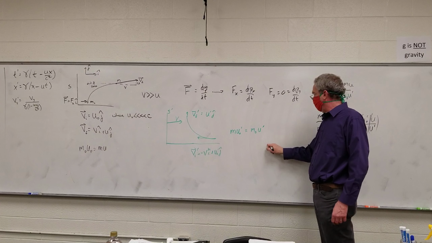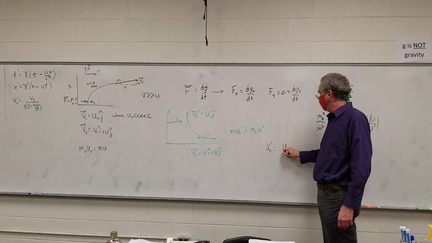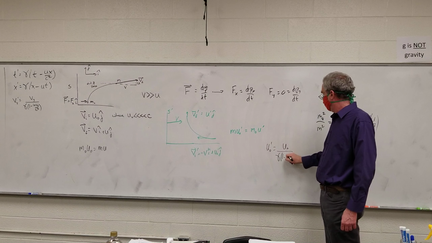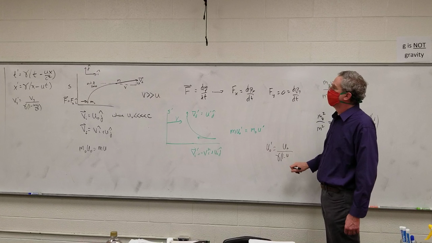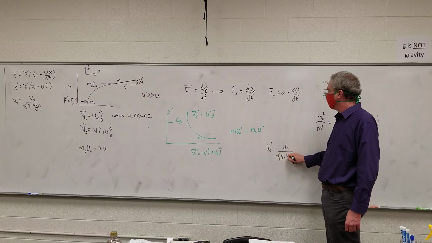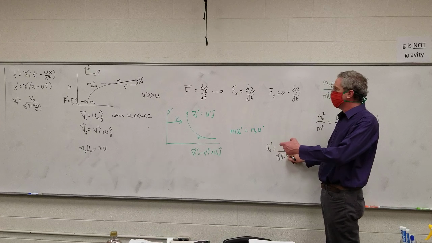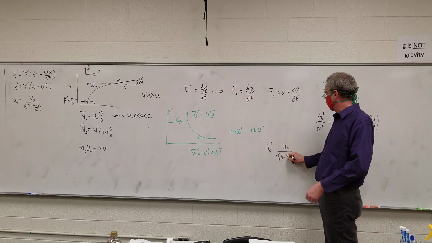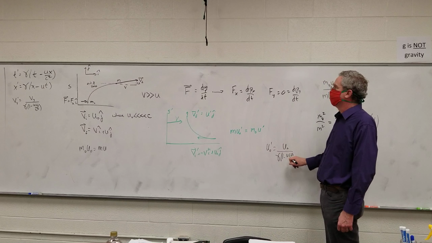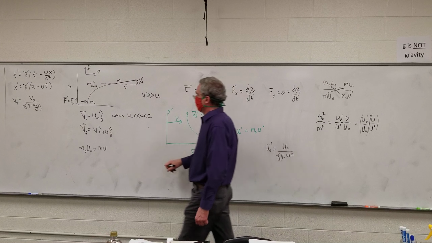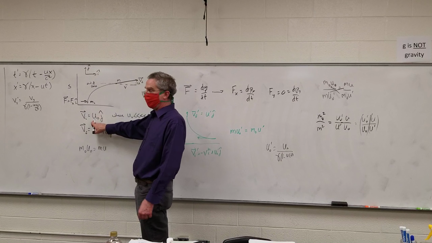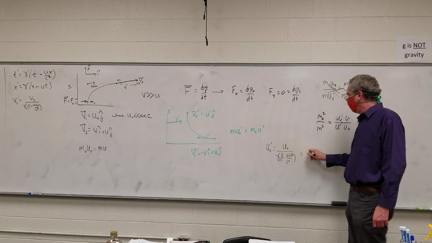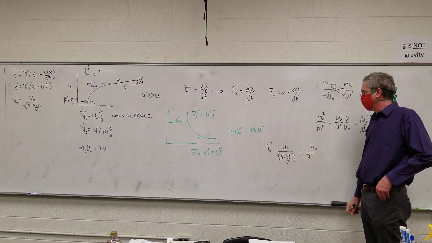Doing the beginning there, I know that u naught prime is equal to u naught divided by gamma times 1 minus u Vx. Vx is the speed in the x direction at that time. Initially, Vx is 0 over c squared. So it's u naught over gamma.